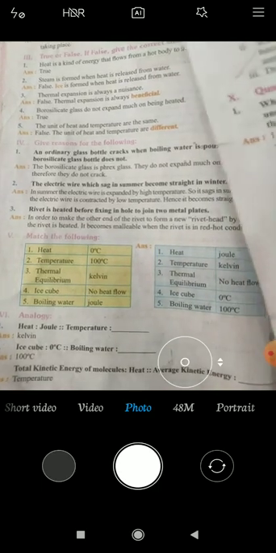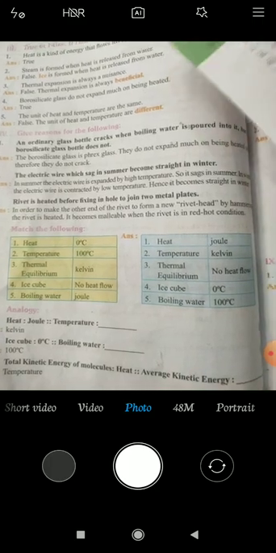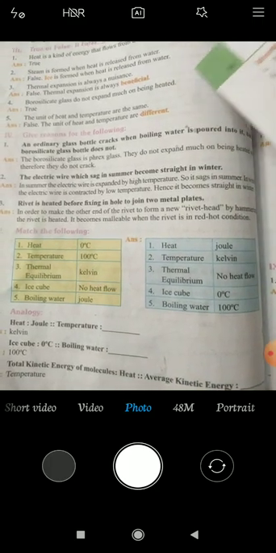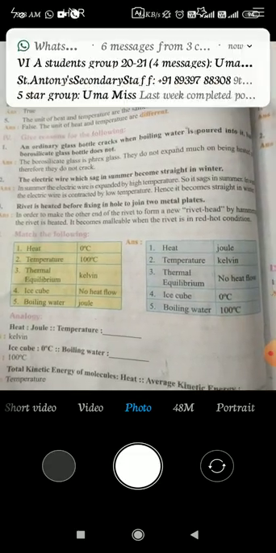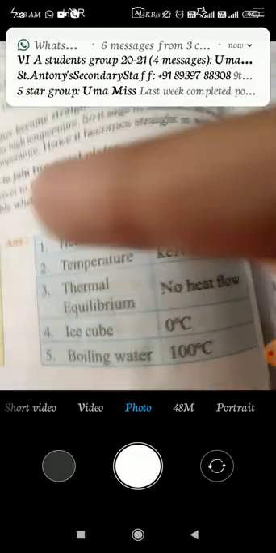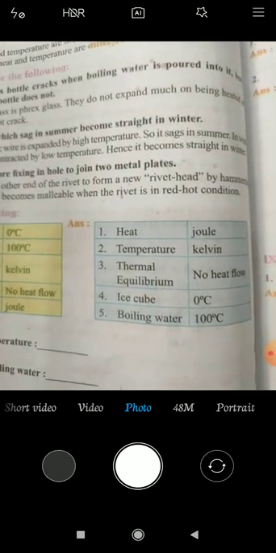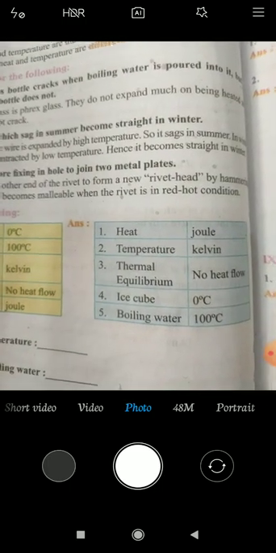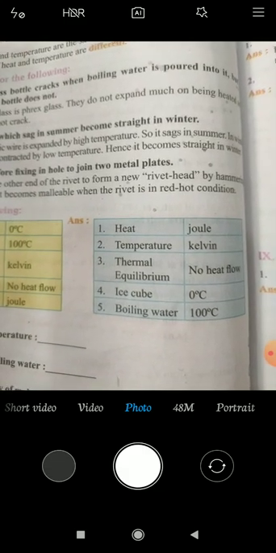Next pattern, match the following. First one, heat. What is the answer? Joule. The SI unit of heat is joule. This one you already know, yes or no? Yes. Temperature, the SI unit is Kelvin. What is that? Kelvin.